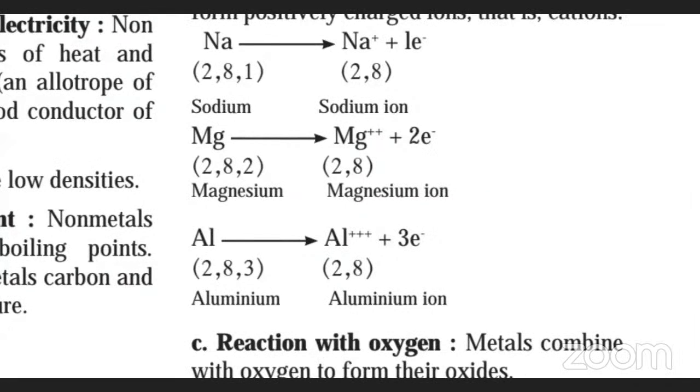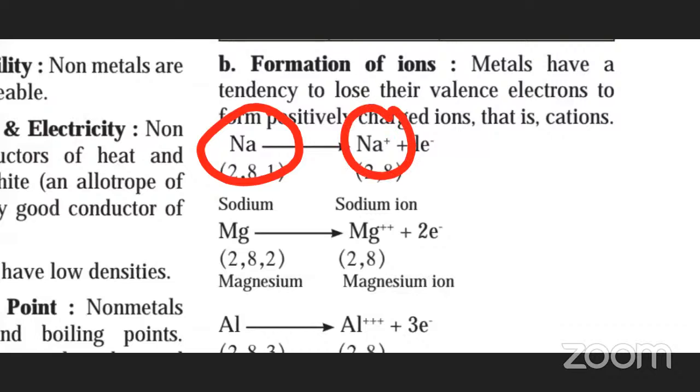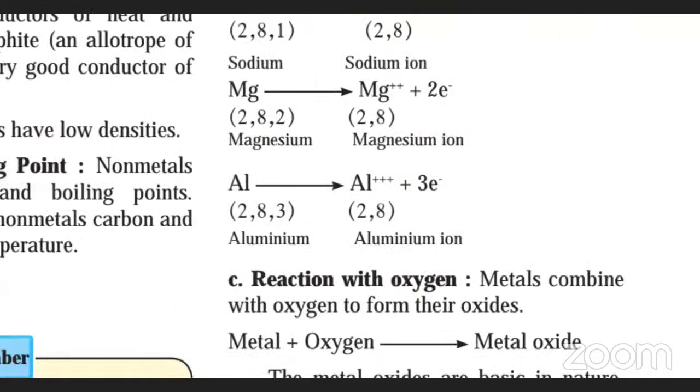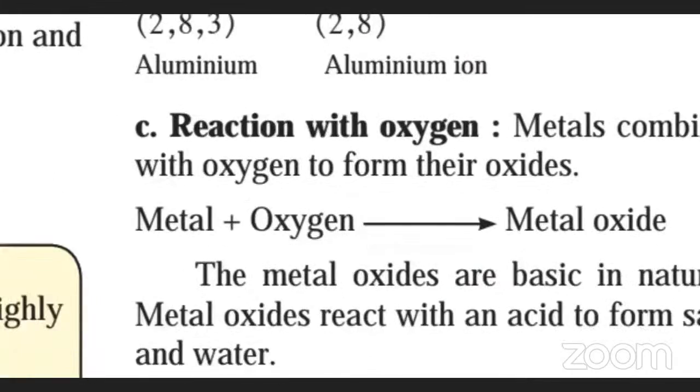After giving off the valence electrons, what happens? You see, here no charge was there on the sodium, but here one charge is there because one electron has been given, so one plus. If two electrons are given, you will see 2 plus. Here three electrons are given, so you have 3 plus. These positively charged species are known as cations. So first is sodium cation, second is magnesium cation, and third is aluminium cation.